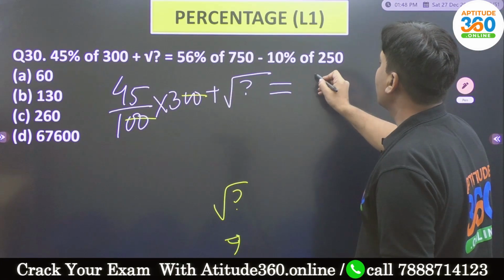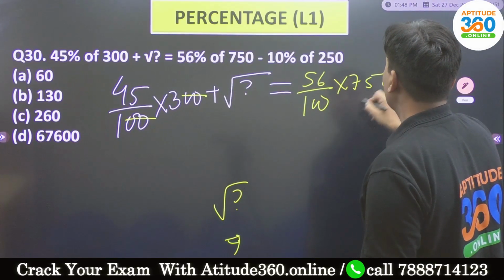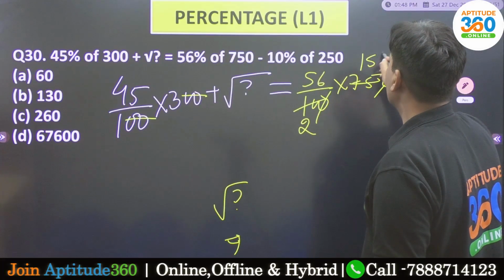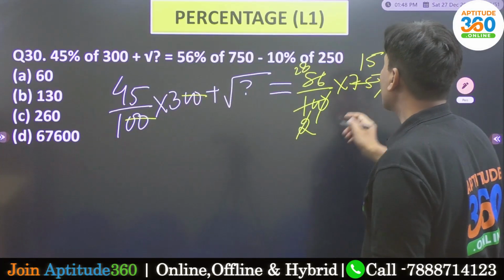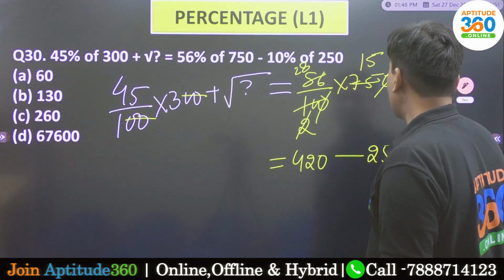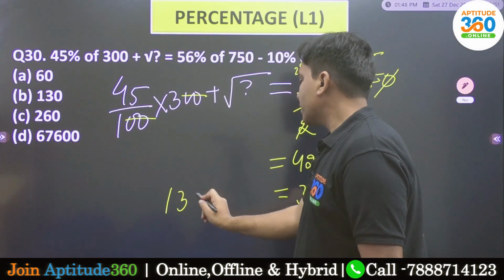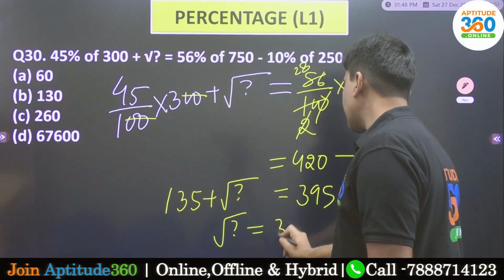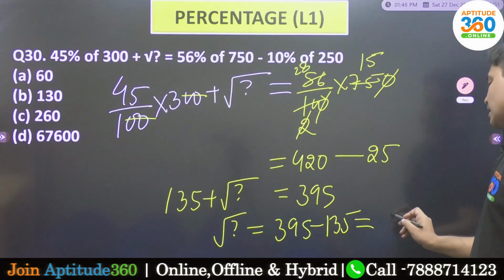I am so sorry. 56 by 100 into 750. Zeros are gone. 5 into 2. 15 into 2. Okay, this is 28 into 15. So 28 into 15 will come out as what? 420. This is 420 minus 25 तो वहां पे था. So this value will be 395. And over here it is 135 plus square root of this number. So that is 395 minus 135. Simplify कर लेते हैं इसको. That is going to be 260.